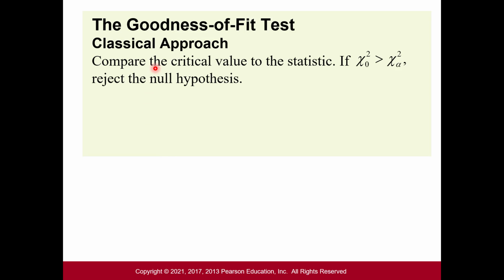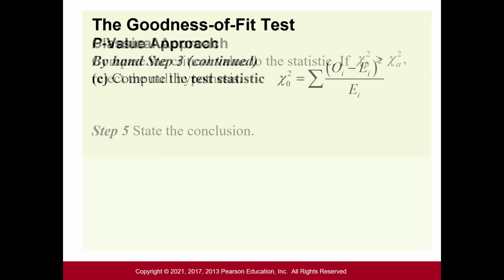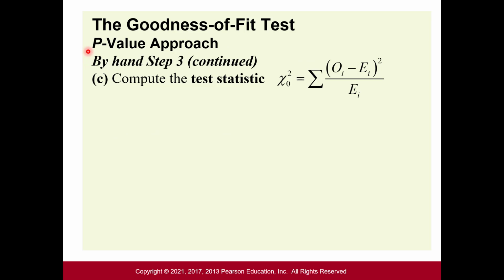And then once you have your test statistic and your critical value, you compare them to each other. If your test statistic is greater than your critical value, you reject the null hypothesis. And then last, you state your conclusion. So these were the steps if you do the classical approach. We're going to go ahead and start over at step 3 and talk about the p-value approach.